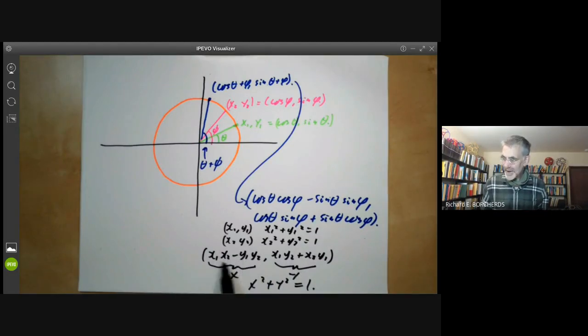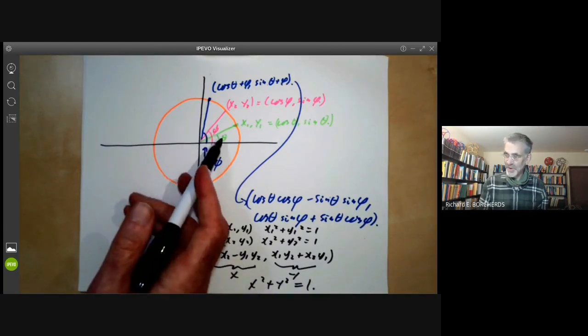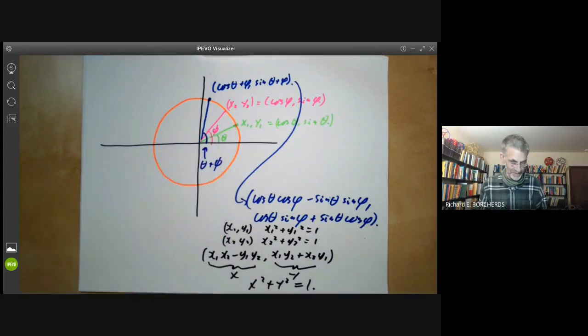Notice that algebraically, this formula is a bit mysterious. It's not something you would immediately think of. But if you think of it geometrically, it's obvious what's going on. You're just adding up two angles.